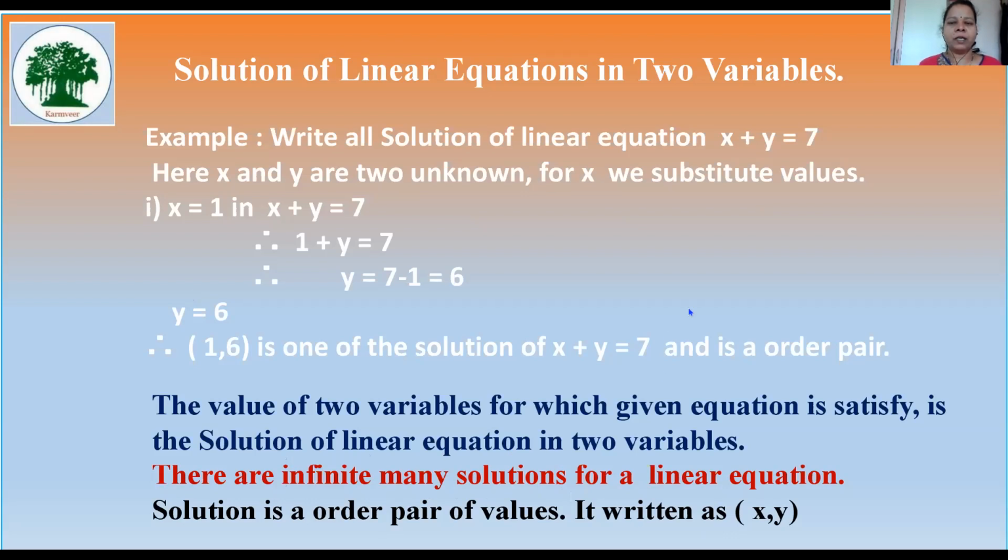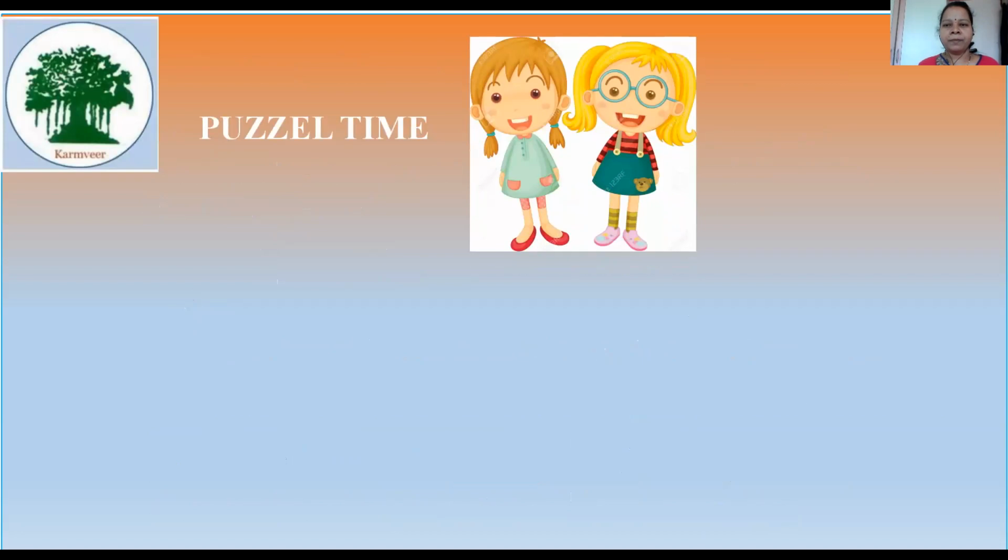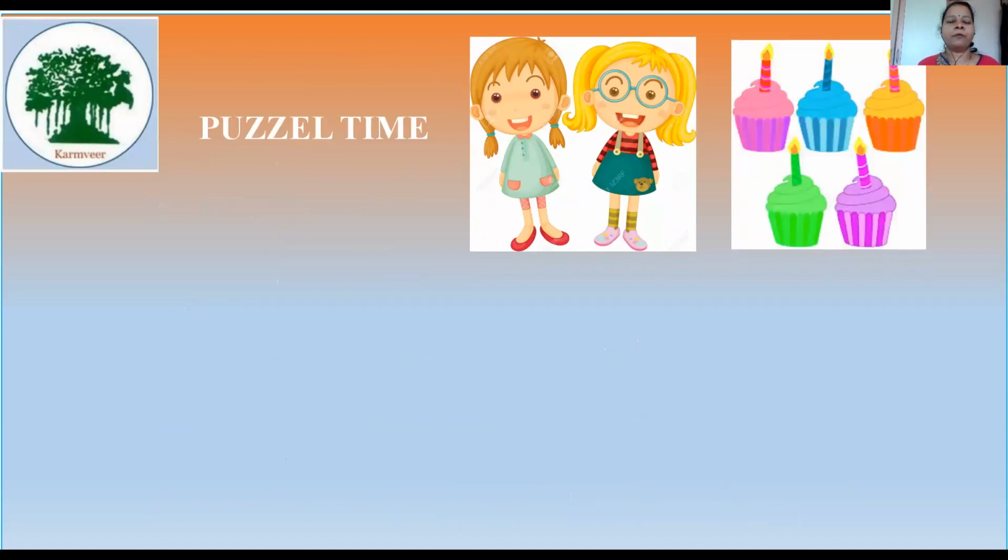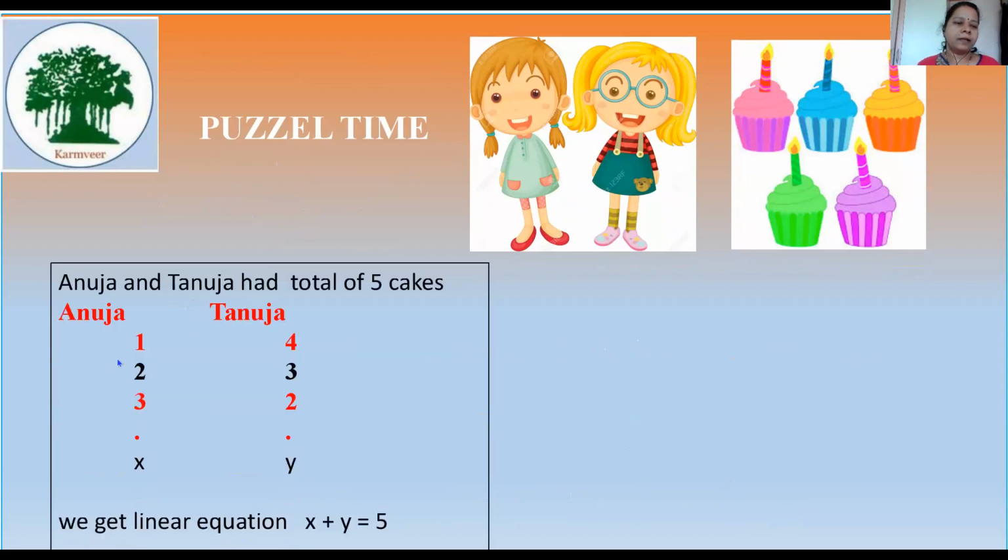Next we are going to see a puzzle. Here, Anuja and Tanuja are two best friends. They both had 5 cakes in total. If we consider that Anuja had 1 cake, then definitely Tanuja got 4 cakes. If Anuja had 2 cakes, then Tanuja got 3 cakes. If Anuja had 3 cakes, then Tanuja got 2 cakes. We don't know how many cakes Anuja had and how many cakes Tanuja had.